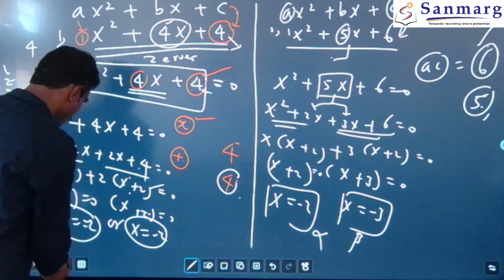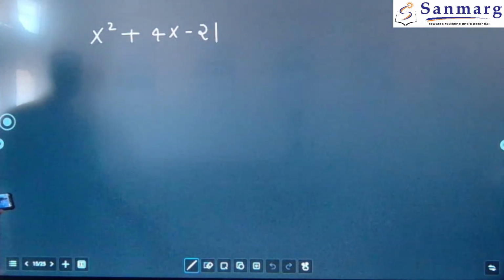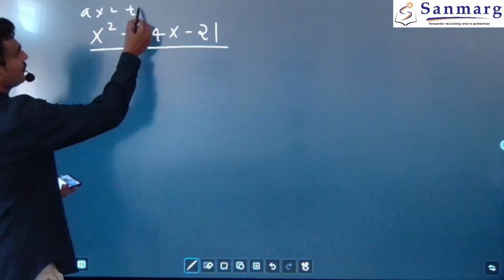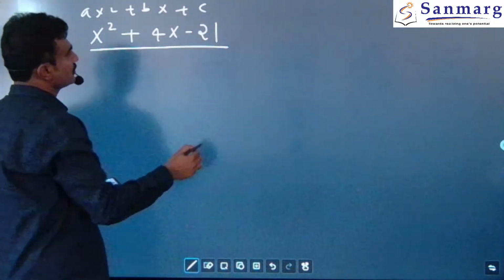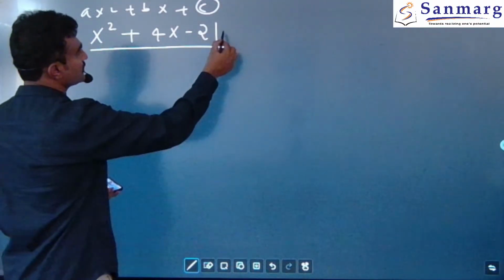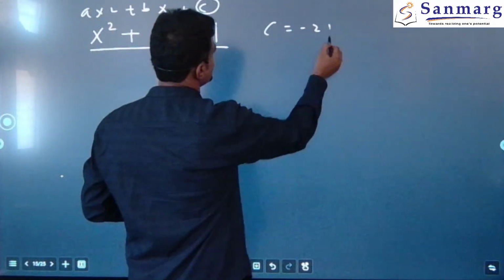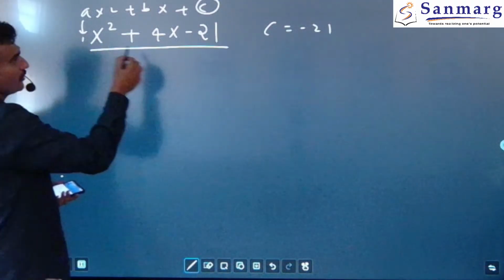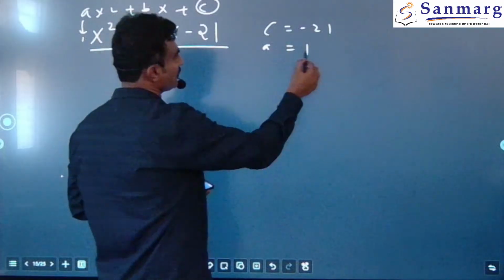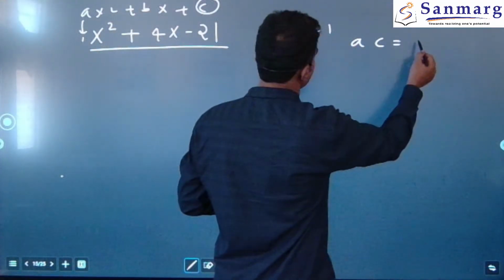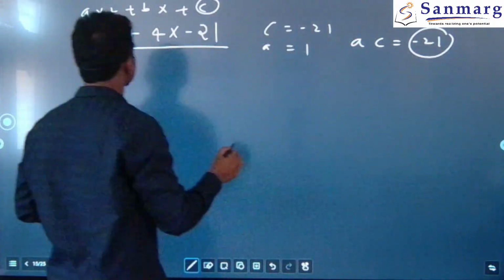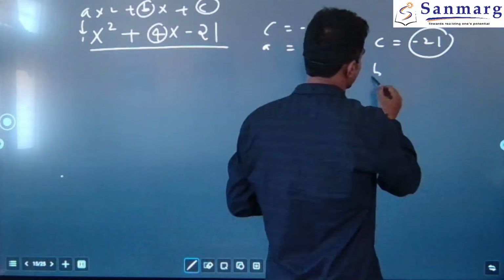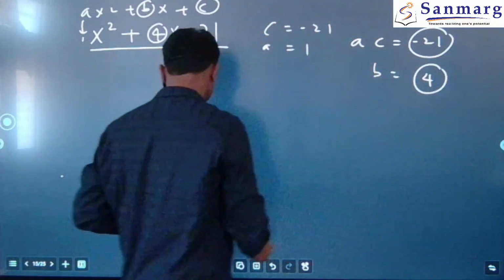Okay, we will move on to the next problem. There is another question here, x square plus 4x minus 21. Compare this with the standard format ax square plus bx plus c. What is the value of c? The value of c is minus 21. And what is the value of a? The coefficient of x square is 1. Therefore the value of a becomes 1. So multiply a and c. That will be equal to minus 21. And what is the value of b? The value of b is 4.